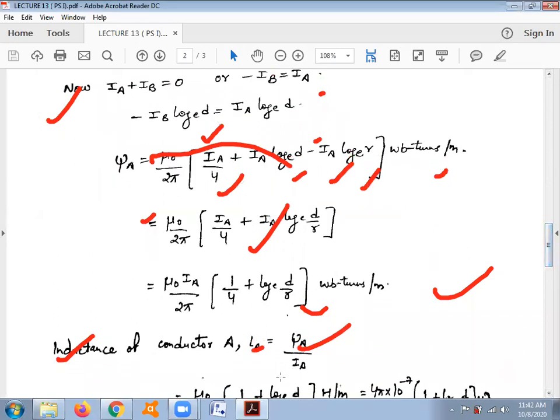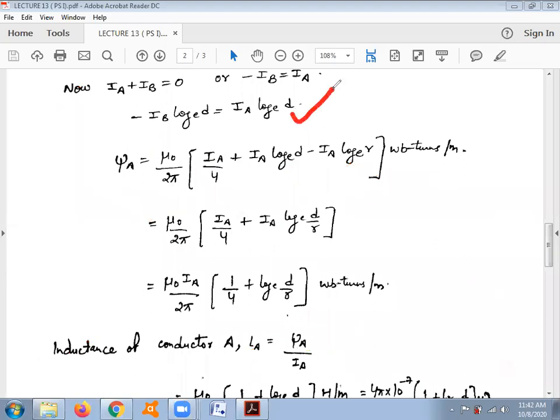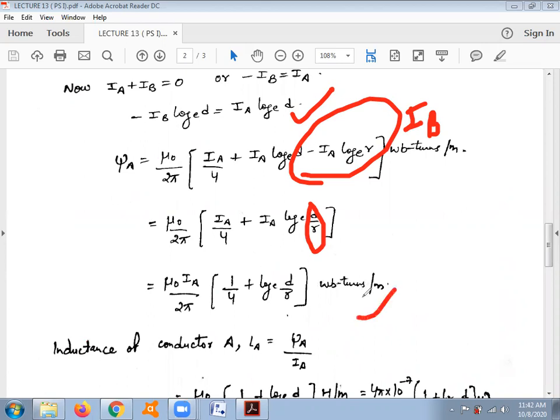As we move ahead in this derivation, why this has been written we will explain later. It has been written in order to substitute this term in the IB form. So I can write this with IA taken common as log d minus log r, since log of m by n is log m minus log n. I have substituted this log of m by n. So Weber per turn per meter is the formula for the flux linking with conductor A.